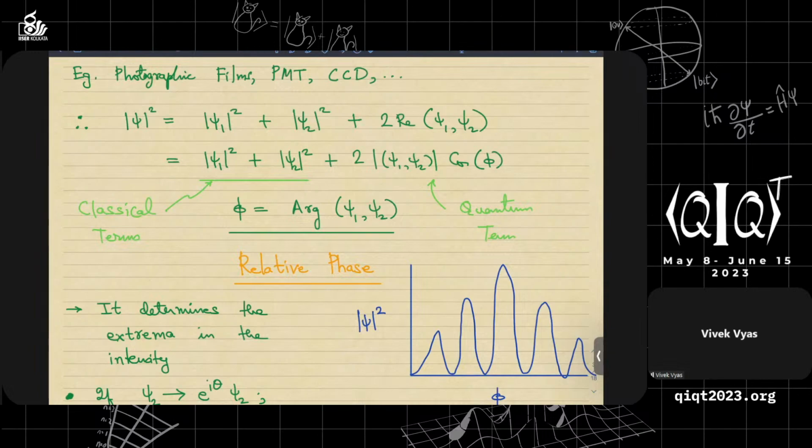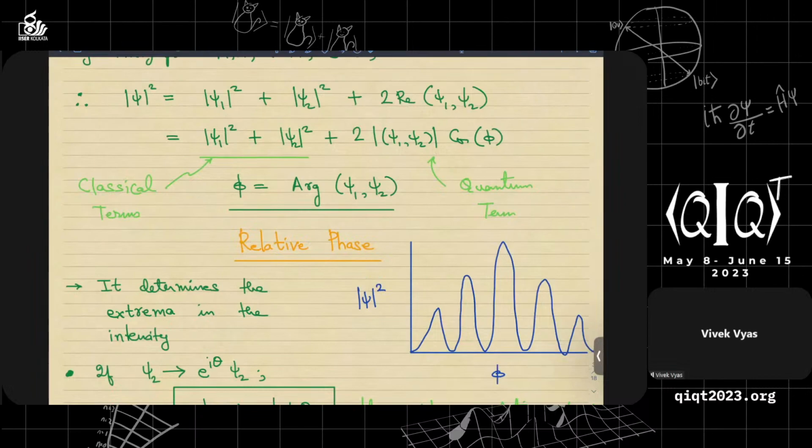And it is this cosine term that gives rise to the intensity extrema, the famous interference patterns in the experiment, because of this periodic variation as you change phi. So this phi, because you are defining it between these two vectors, between two states, as the argument of the inner product, you call it the relative phase. It is like the phase of psi 2 with respect to psi 1 in some sense, but we'll come to why it is relative.